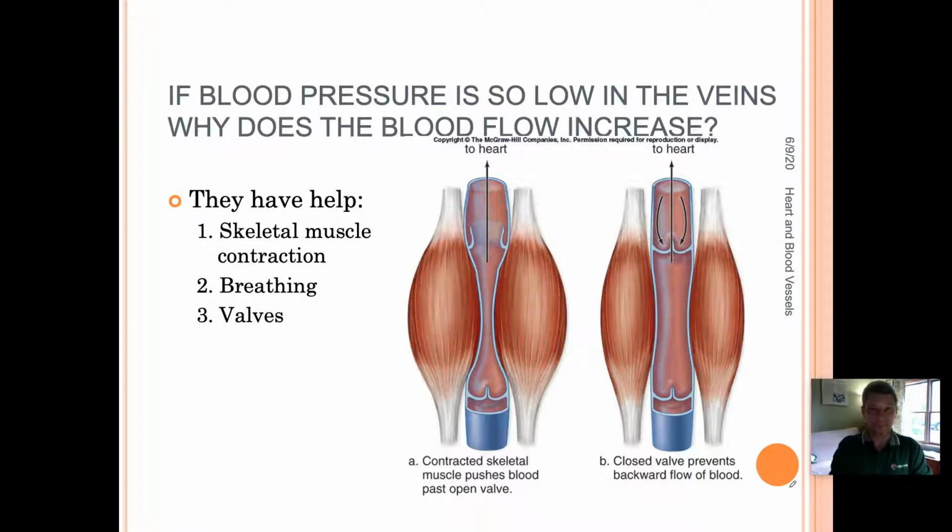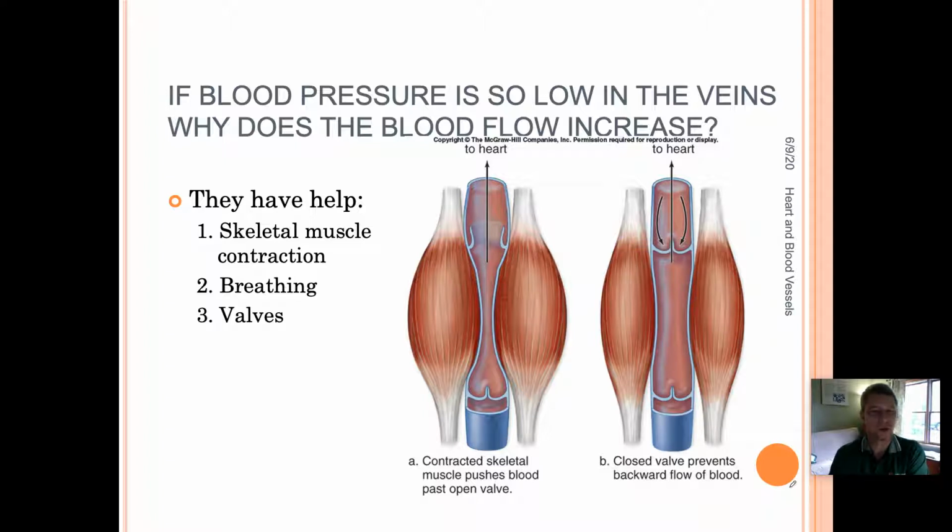Okay, now, your blood pressure, as we said in the last slide, is very low in your veins. So how come the blood flow actually increases? Well, there's a little bit of pressure there, which keeps the blood flowing from the capillaries back up to the heart. But there's a little bit of help.